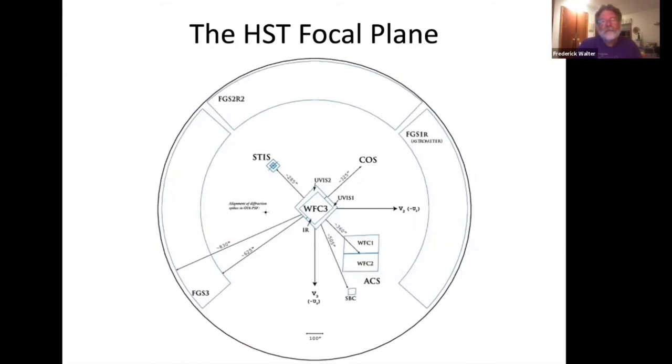This is what you see when you look down the barrel of the telescope at the mirror. Light that goes right down the center hits the Wide Field Camera 3. And if you want to put your star in where you can get a spectrum with COS, or a spectrum with STIS, you have to move it slightly off axis. These are distances in seconds of arc. The ACS is here. There's nothing here because NICMOS is no longer operating. That was by design. So it's got four functioning instruments, and the fine guidance sensors, FGS, are around the outside.